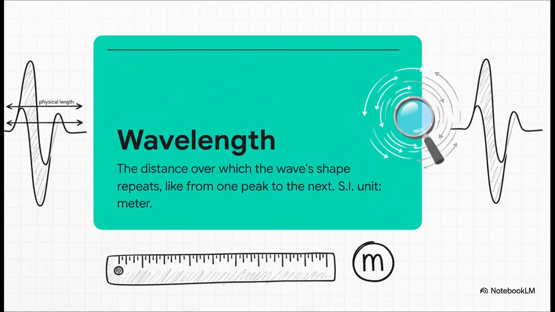And our last building block is wavelength. So if time period measures the duration of a wave cycle, wavelength measures its physical length. It's the distance from the top of one wave, its peak, to the peak of the very next one. And just like amplitude, because it's a length, we measure it in meters.